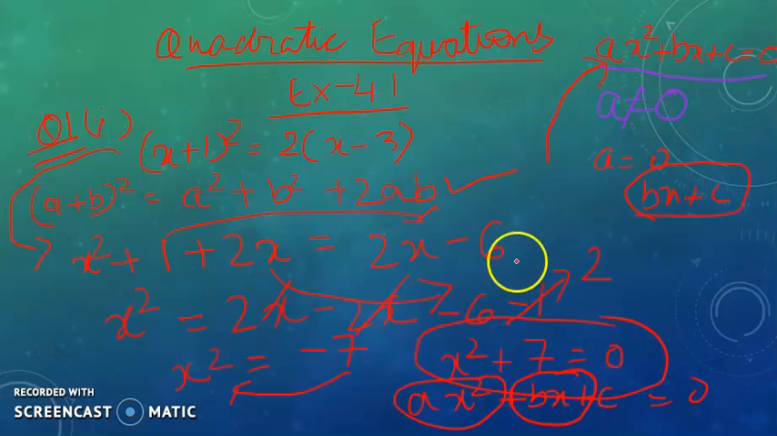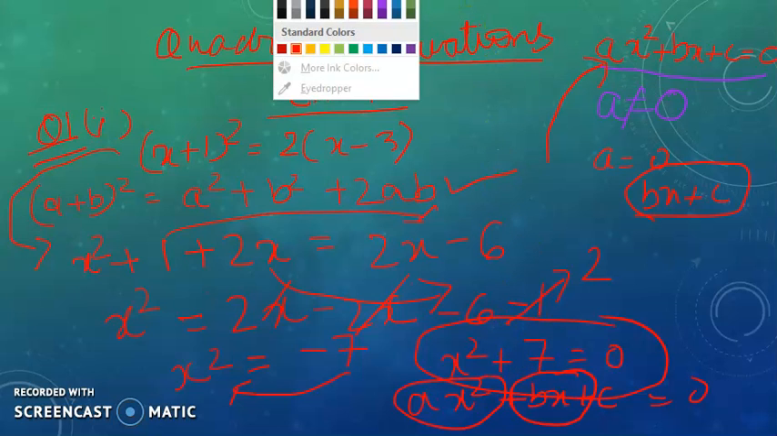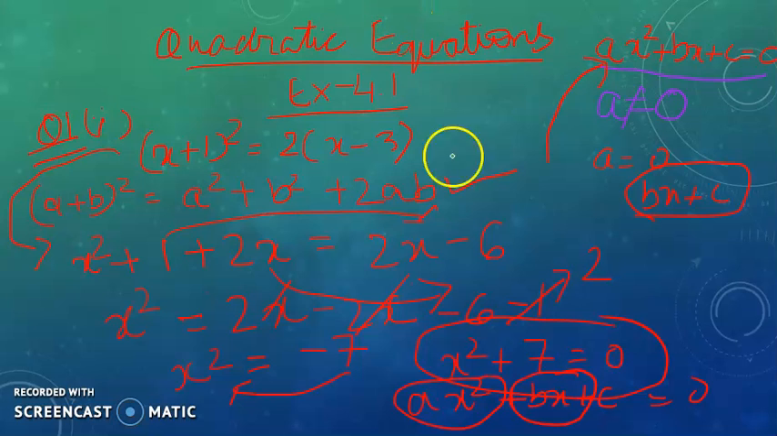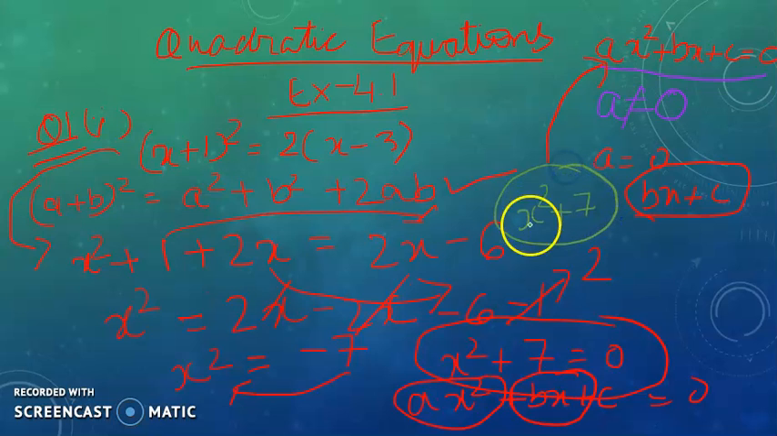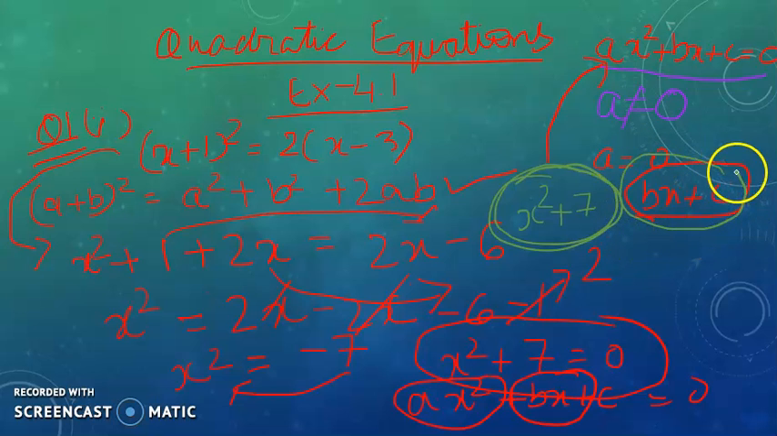But if you compare this x square plus 7, the coefficient of x square is 1, and the degree of the variable is 2. So in this, the highest degree of the variable is 2, therefore it is a quadratic equation. We have to check whether it is a quadratic equation or not, so it is a quadratic equation. If the equation reduces to any of these linear forms, then it is not quadratic.